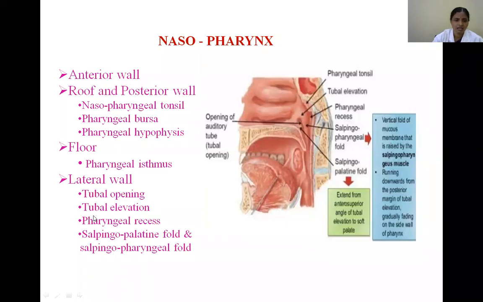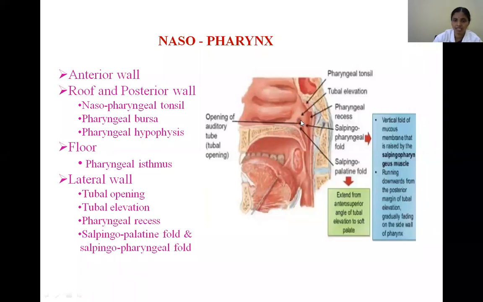Then tubal elevation. What is the tubal elevation? Around this auditory tube, the entire wall is covered by mucous membrane. So the opening is covered here by the mucous membrane, meaning lining epithelium, and immediately beneath that, the lamina propria.